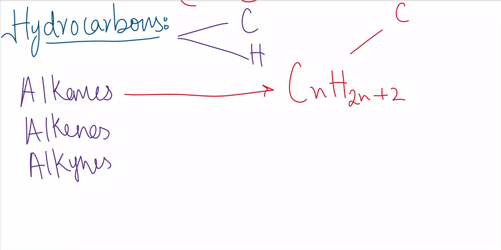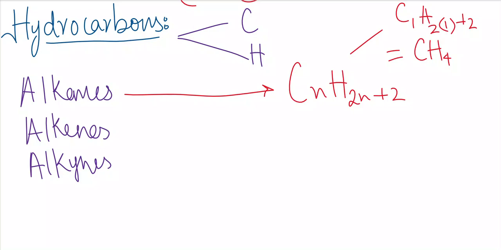For example, C1H(2×1+2). So if you simplify this, we have CH4. So this is the first member of the alkane family. If you want to calculate or check the second member of the alkane family, then you have to put 2 instead of n. So this is how you can easily find out the members of the alkenes family and alkynes family by their general formula.